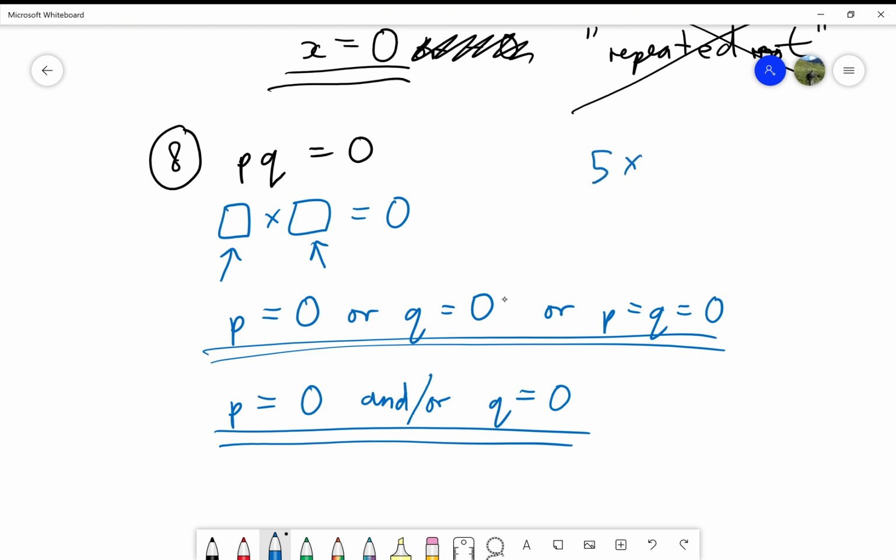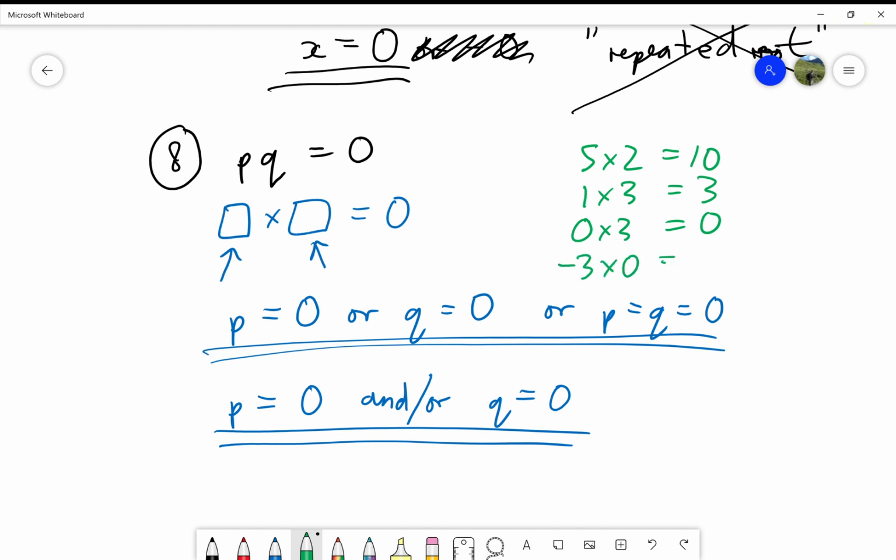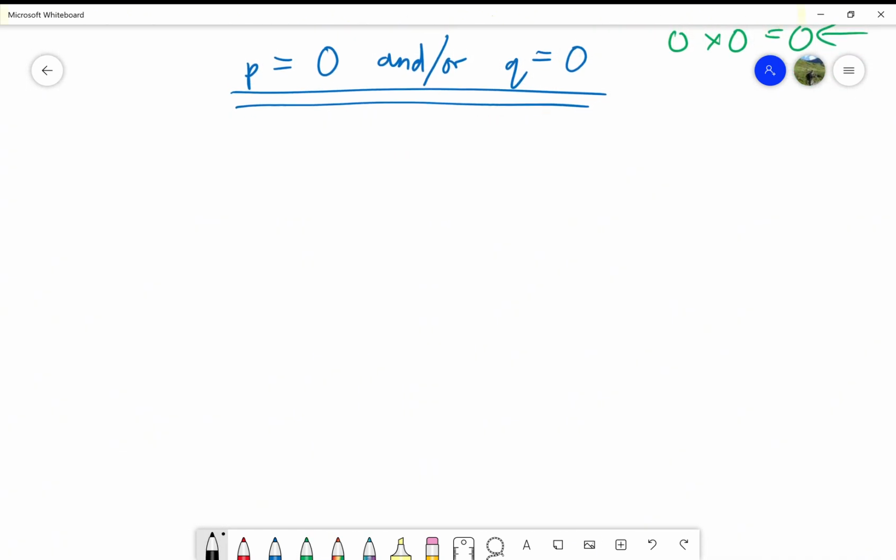What's 5 times 2? I'm going to do this in a different colour so it's not too confusing. What's 5 times 2? It's 10. What's 1 times 3? That's 3. What's 0 times 3? Oh, that's 0, look at that. What's minus 3 times 0? Well, that's 0. And by the way, what's 0 times 0? Well, that's also 0. So the point is, for it to be equal to 0, there has to be a 0 kicking around in there. One of the two has to be a 0. Let's do the next question. Question number 9.